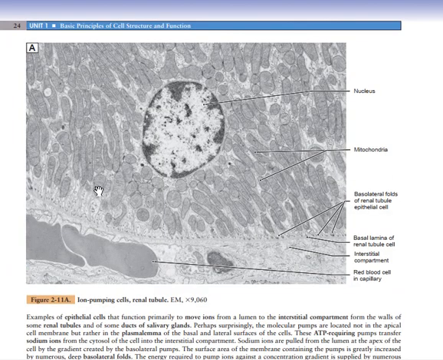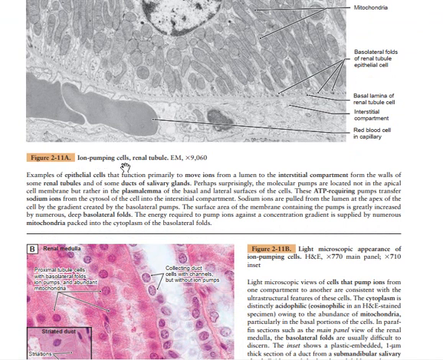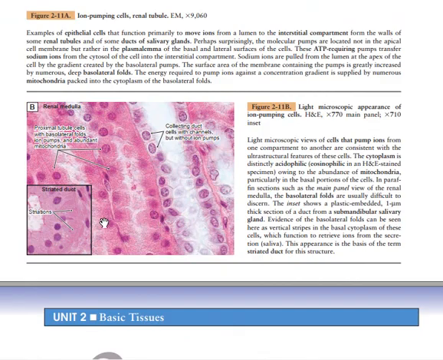Then the next view, you see in here many mitochondria. When you see cells like that with many mitochondria, you can think of a cell that uses much energy. Examples of cells that use much energy are muscle cells, and also cells mostly used in active transport, like in the renal tubules. You have many mitochondria here. So this is why this cell is an ion-pumping cell from the renal tubules. So that is the light microscopic view of those ion-pumping cells of the renal tubules.